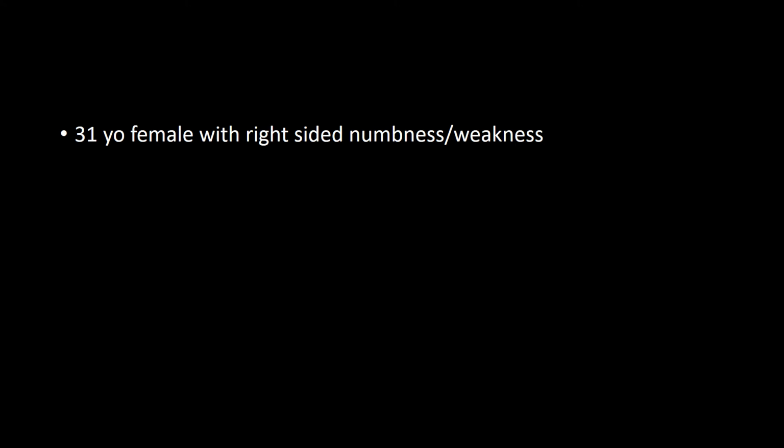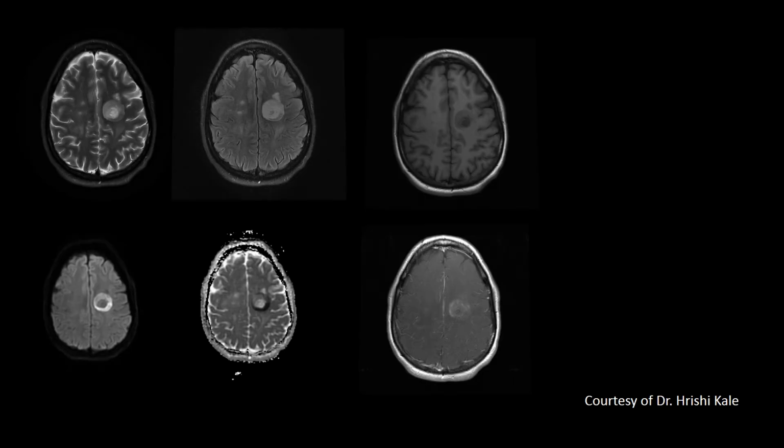Here is a case for review, 31-year-old female with right-sided numbness or weakness. Here you see a concentric region of T2 hyperintensity and hypointensity. And you see areas of diffusion restriction peripherally, as well as mild enhancement, again, which is an incomplete ring enhancement. There isn't much mass effect corresponding to this lesion. And this is a very classic imaging appearance with concentric ring on T2-weighted imaging with Baló concentric sclerosis.